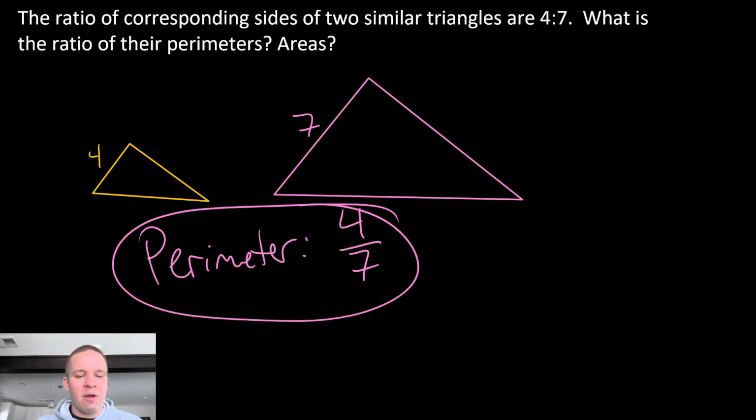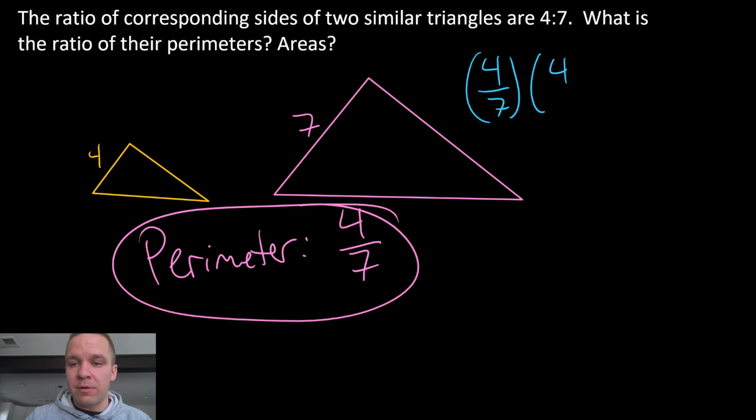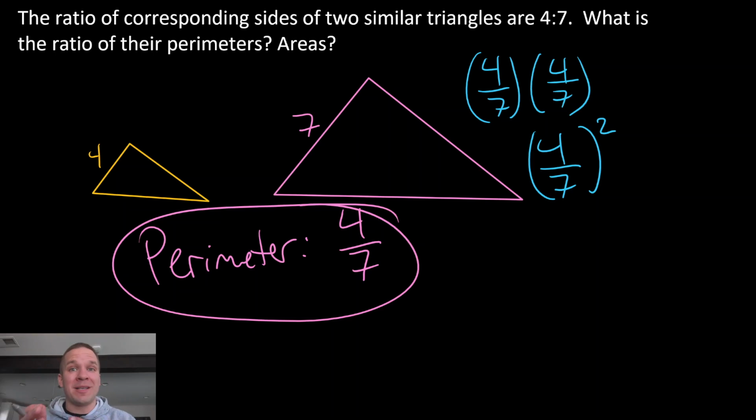What about my area? Well, my area is calculated by multiplying base times height divided by 2, right? I'm multiplying two dimensions together. So if I'm multiplying my two dimensions together and all of my sides are in the ratio of 4 to 7, which would then include my heights of the triangles, whichever base I'm going to be in the ratio of 4 to 7. If I'm multiplying those two things together, 4 to 7 and 4 to 7, or in other words, 4 over 7 squared, right? Multiplying by itself is squared.